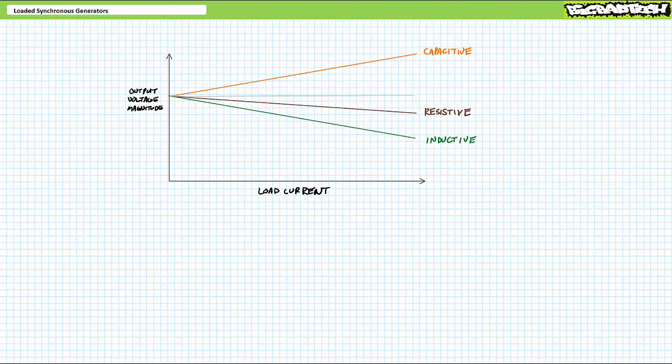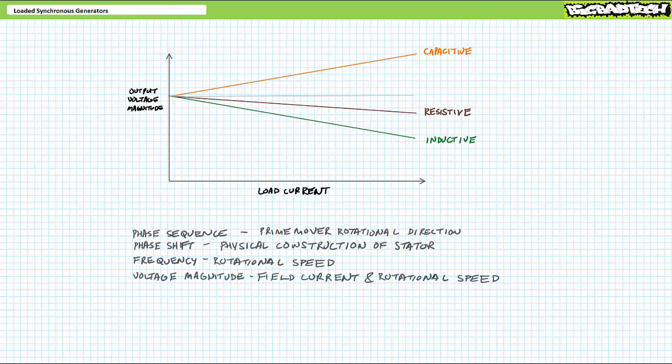The voltage stability exhibited by a modern-day power distribution system doesn't happen by magic, but rather takes active management by generator operators and sophisticated control systems. Operators and control systems continuously monitor output and adjust generator input so voltage remains at some desired fixed value. Think back to the input properties of synchronous generators. If you recall, the physical construction of the stator windings influences phase shift. The rotational direction of the prime mover influences phase sequence. Field current strength influences voltage magnitude, and prime mover rotational speed influences both frequency and voltage magnitude.